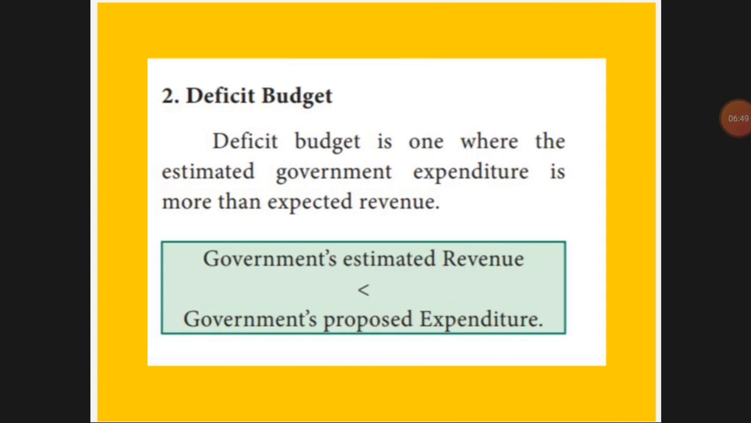Next is a deficit budget. Deficit budget means your income is less and expenditure is more. So the formula is that the government's expected revenue, that is income, is less, but expenditure has become very much more. That's what this is. So this is called a deficit, unequal.